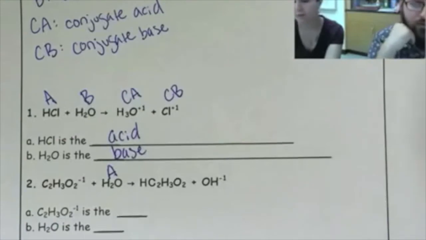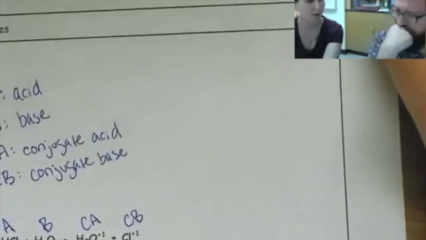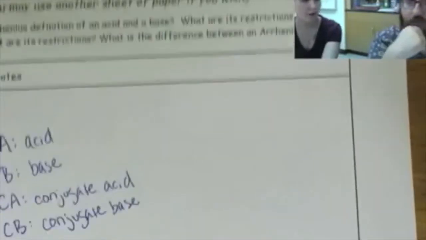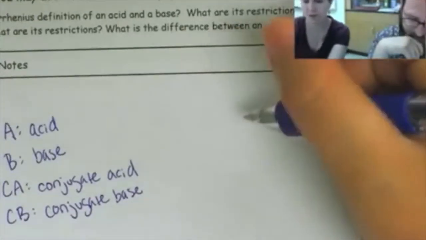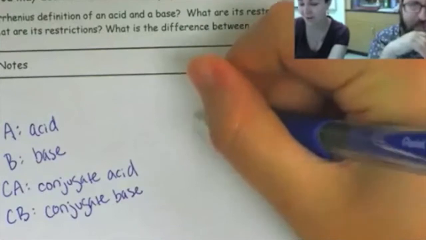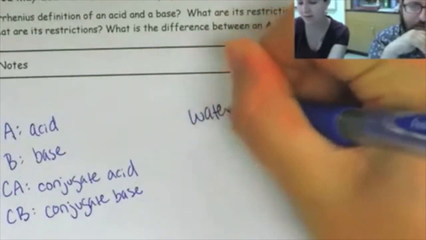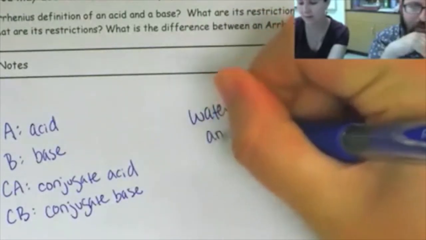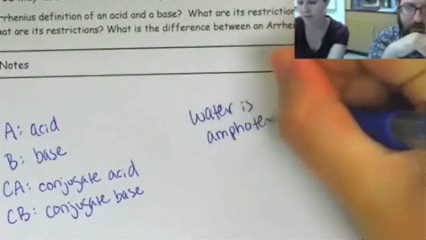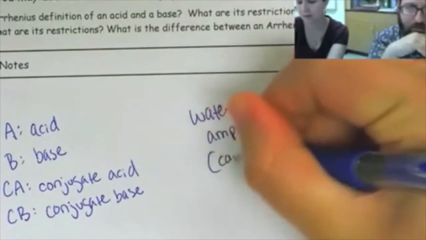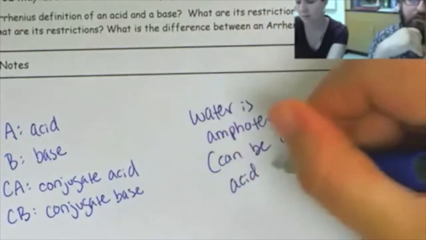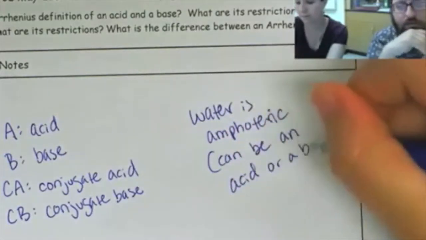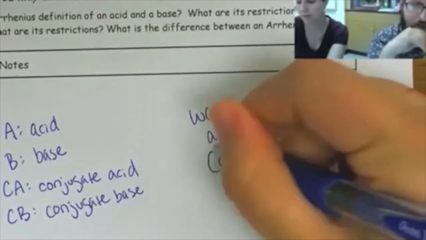Okay, so let's go back to something we learned about water. Water can go either way. There's a fancy word for that. I remember that. Starts with an A. It's amphoteric, that's right. Water is amphoteric. It means it can be an acid or a base. So we'll underline that word right there, amphoteric. We want to remember that.